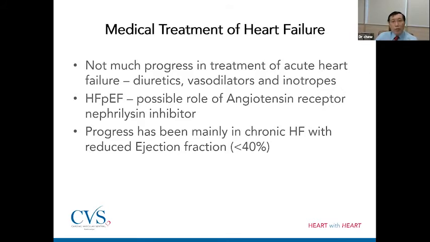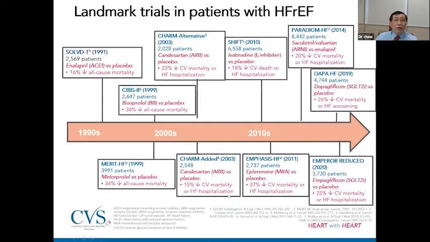Most of the progress in the management of heart failure has been in heart failure with reduced ejection fraction, where the EF is below 40%. So these are some of the landmark trials that have taken place over the last 20, 30 years in patients with heart failure with reduced ejection fraction. I'm not going to go through all these trials, except to tell you that basically these trials established a few classes of agents that are useful in terms of a reduction in mortality, reduction in hospitalization, and reduction in symptoms in patients with heart failure with reduced ejection fraction. I will select a few of these studies.